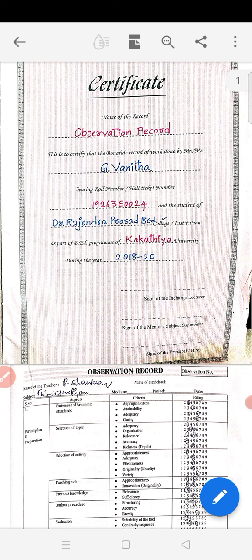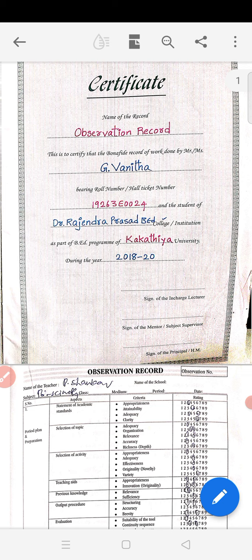So here, the first page is what? Certificate. So what is in the certificate? The name of the record. What is the name of the record? Observation record. Name of the student and roll number or hall ticket number. Next, college or institution, then university and academic year. So these all are going to be included in the certificate.